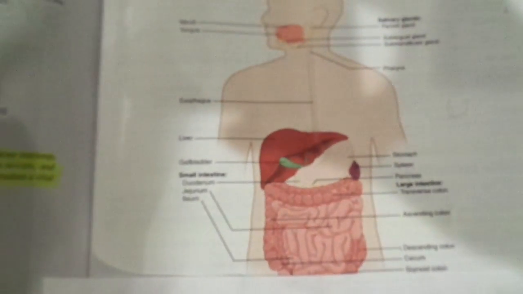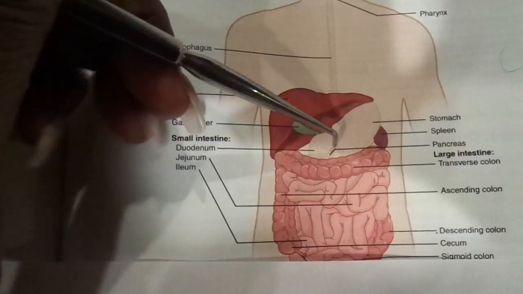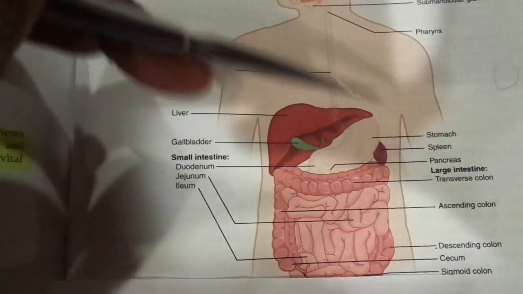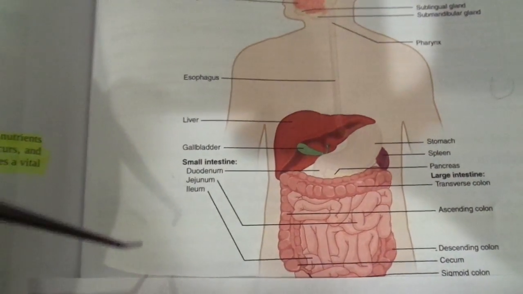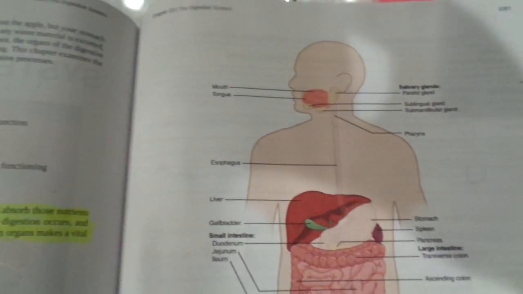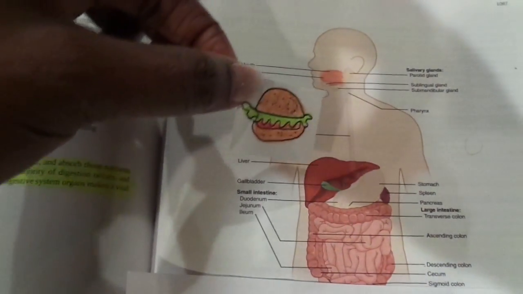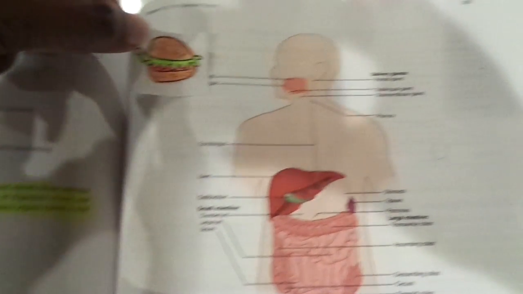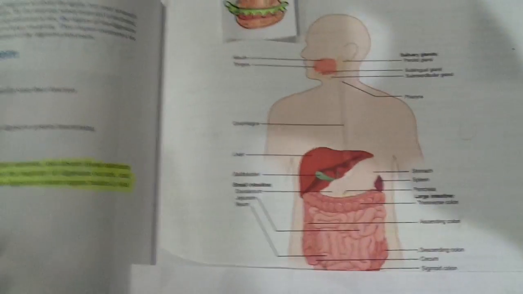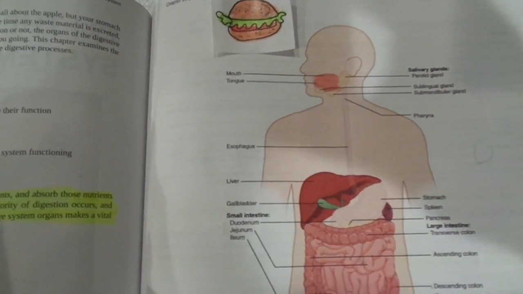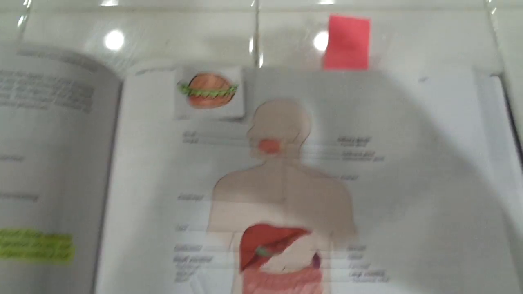Okay, so even though the liver, gallbladder, and pancreas are considered accessory organs, they're still extremely important and vital for the overall function of the digestive system. So I just wanted to illustrate how the digestive system actually works. I have my little hamburger here that I drew, and hopefully it stays. I'm just going to go ahead and explain how my hamburger would be digested into the human body.